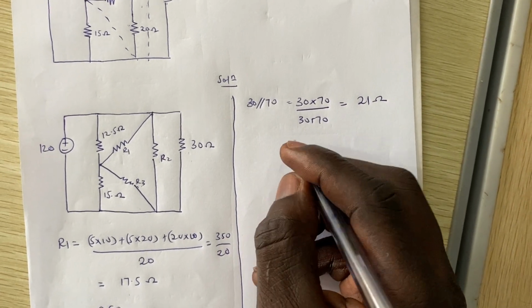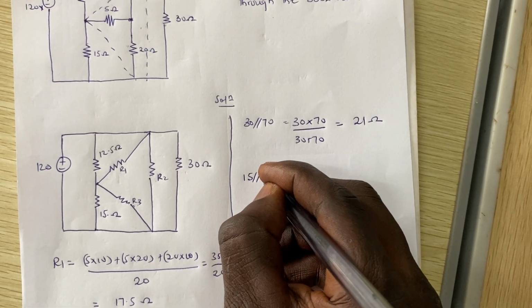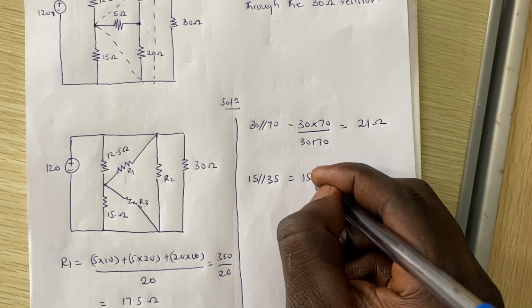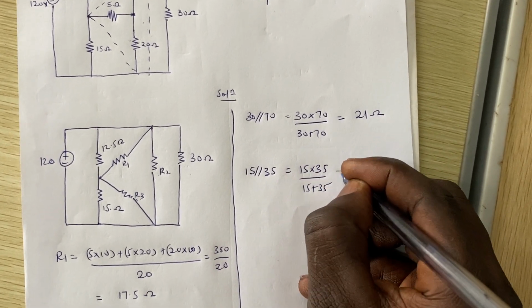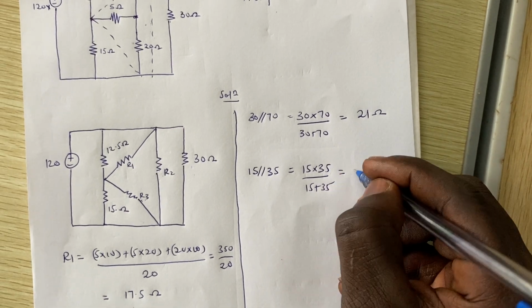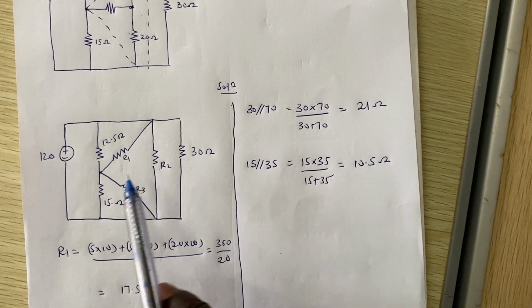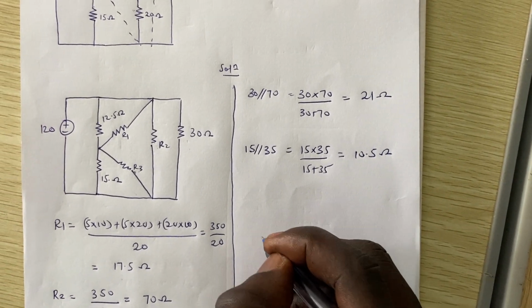And then we can find the last one, which is 15 parallel to 35. 15 times 35 over 15 plus 35. Then we are going to get 10.5 ohms, right? So now that we know the equivalence, now we can also draw another equivalent circuit for it.